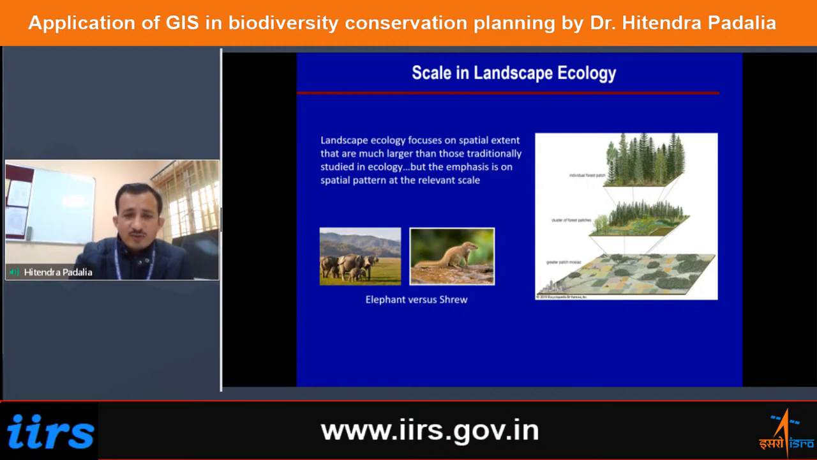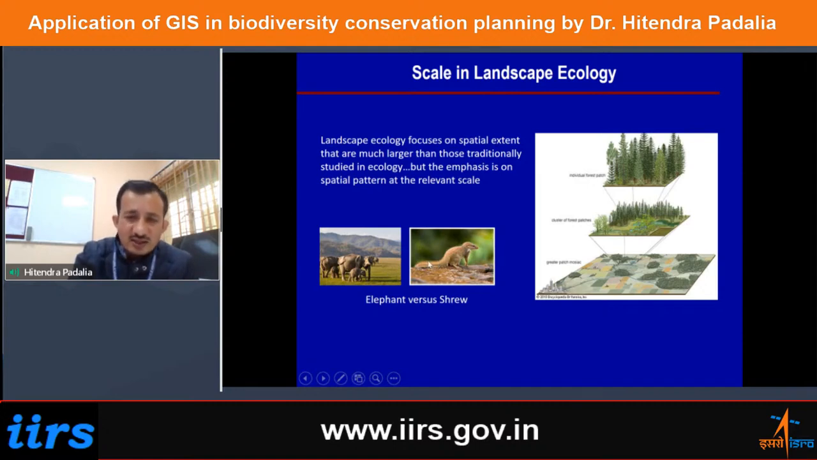So the first problem is that you have to describe the scale at which you want to do a particular GIS application. Scale is very important, particularly because in a geographical context, scale varies. For example, if you are trying to understand the habitat condition of an elephant versus a small squirrel, their activity area and their habitat requirement is quite different. So that's why they operate at different spatial scales.